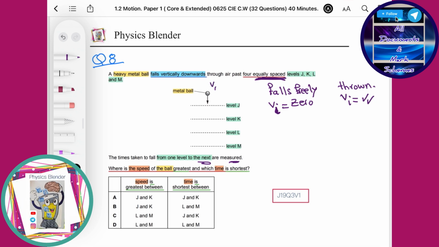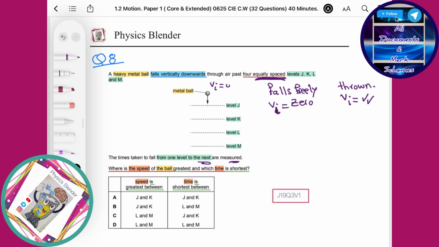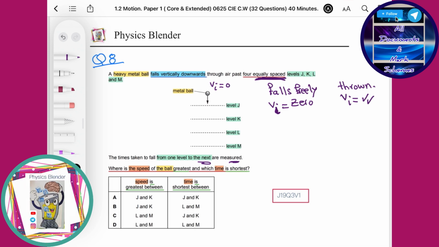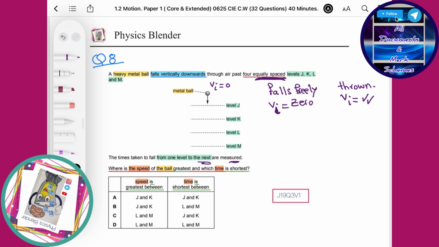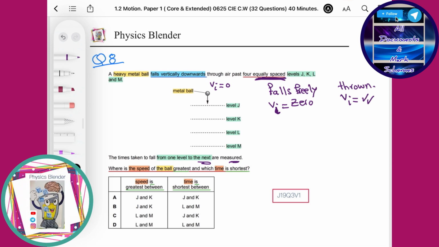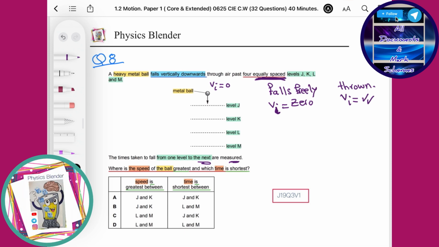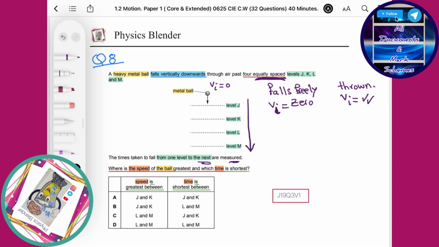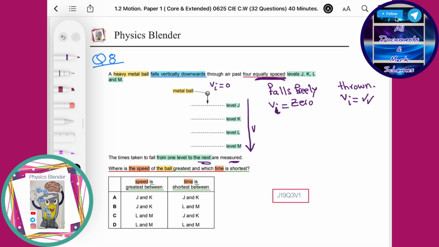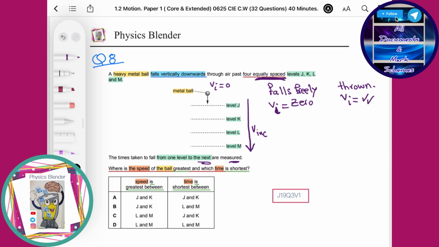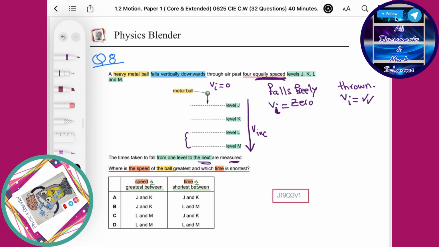Since the ball is falling freely, its initial velocity is 0. It will be released, and it will fall due to its weight. It will be falling according to gravity. The gravity makes it move downwards, so its velocity here is increasing. So V increasing. So the velocity will be greatest between level L and M. Okay?